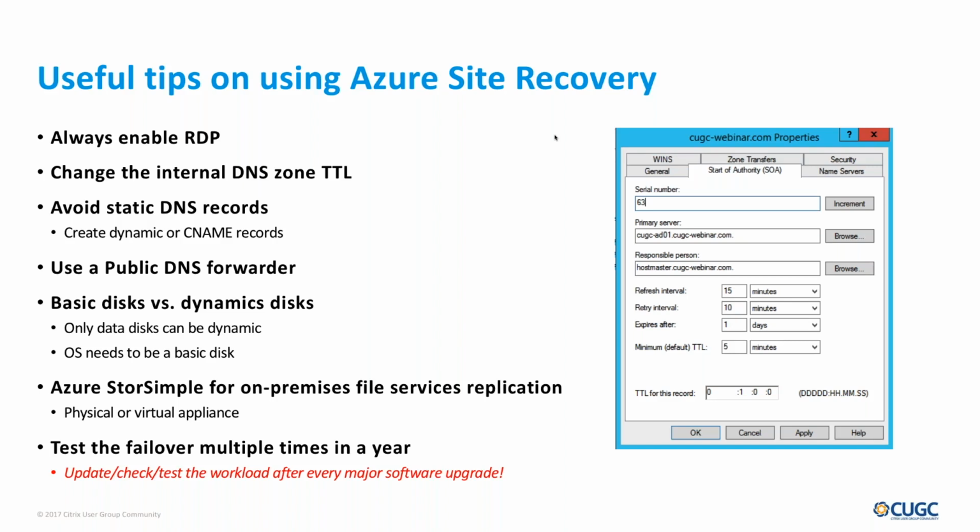And another tip is to test the failover multiple times a year. When your on-premise workload is changing, you upgrade software or implement a new software application, check and test your failover multiple times a year, just to make sure that you're not stuck with some software problems at failover that could have been solved before the actual failover happens.